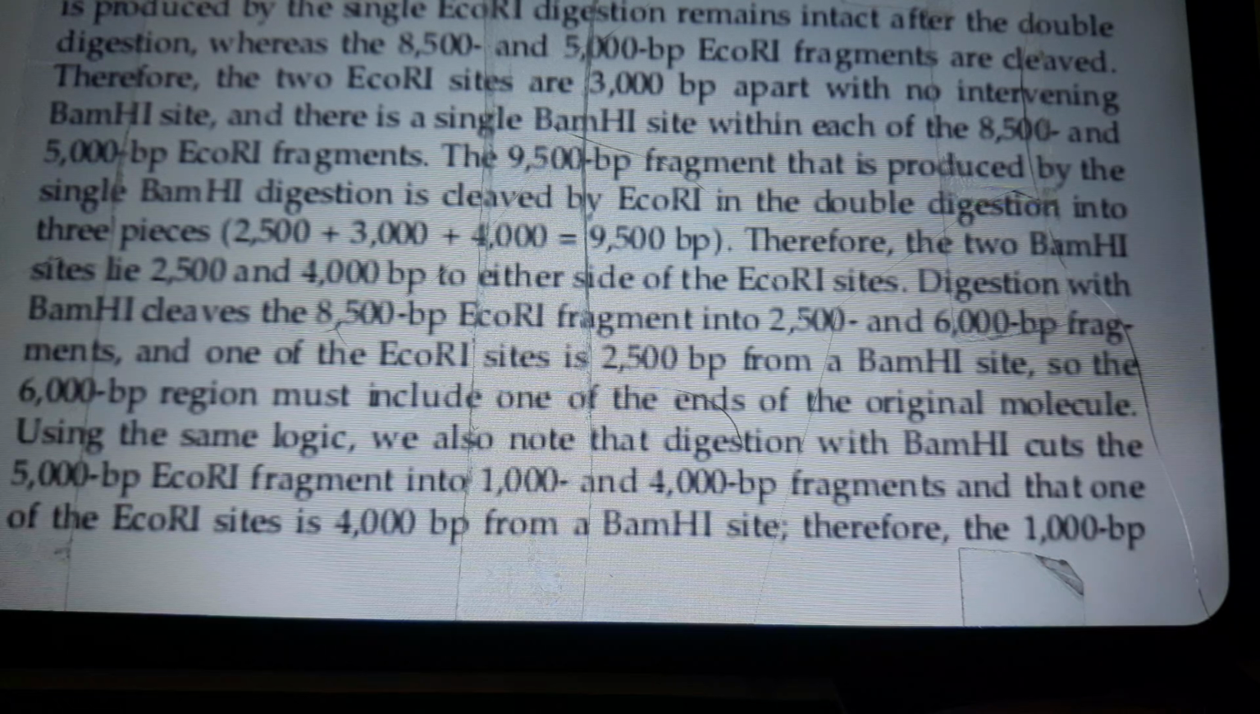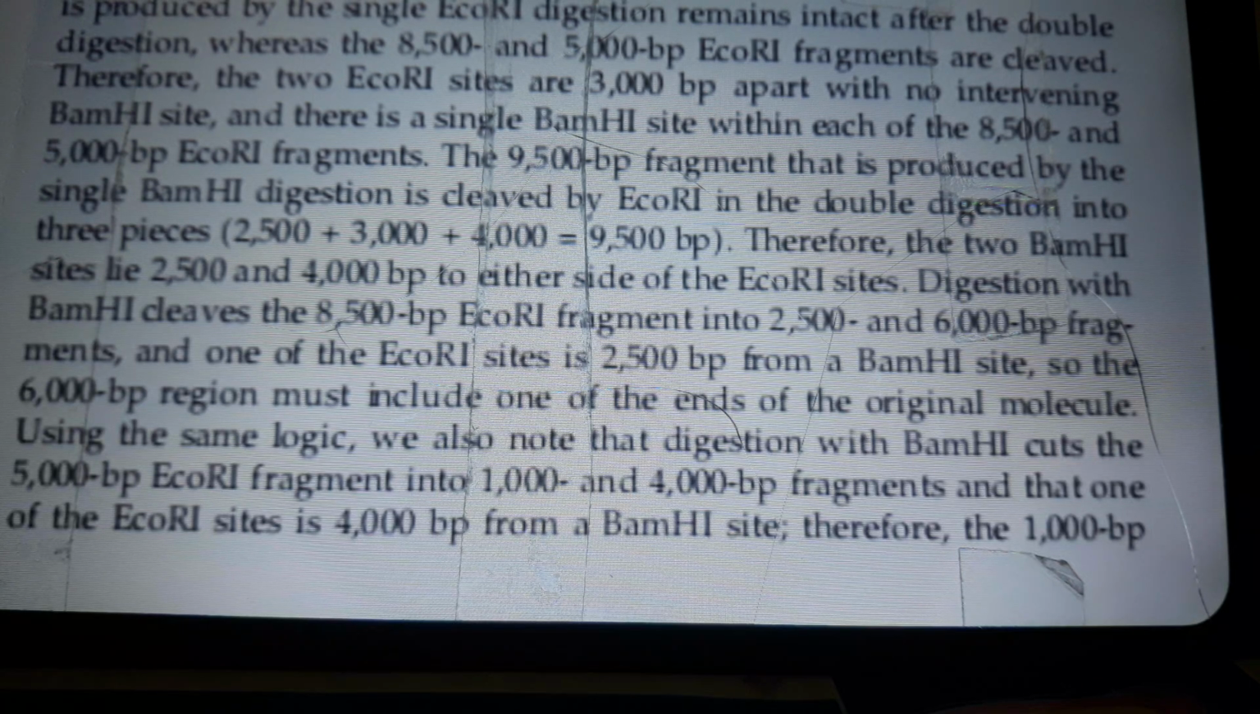The 9500 bp fragment that is produced by the BamHI digestion is cleaved by EcoRI in the double digestion into 3 pieces. 2500 plus 3000 plus 4000 equals 9500 base pairs. Therefore, the two BamHI sites lie 2500 and 4000 base pairs to either side of the EcoRI sites.